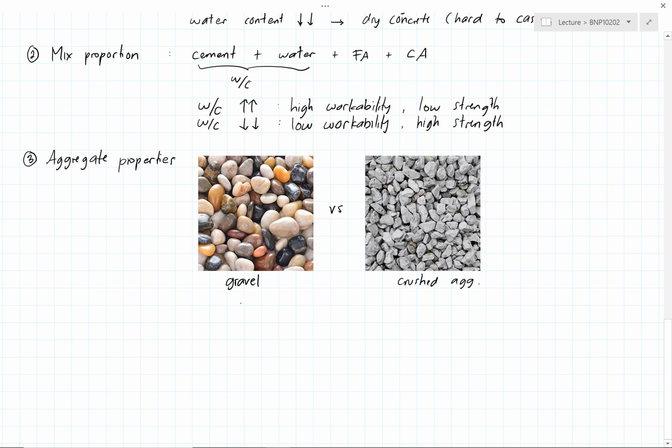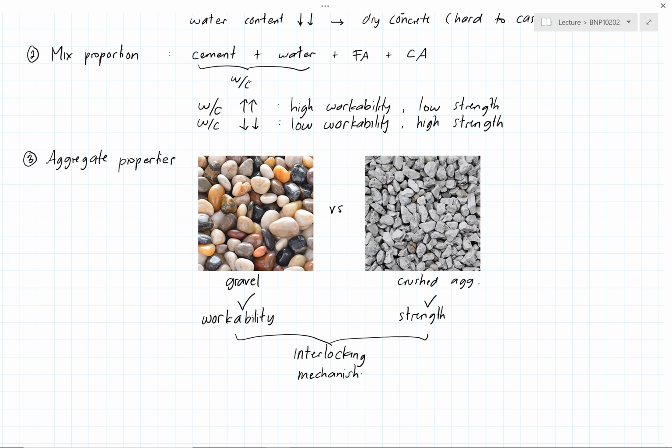The correct answer will be gravel in terms of workability. But if you're talking about strength, crushed aggregate is the winner. So what are the main features of these two materials that significantly differ from each other? The answer is in the interlocking mechanism.